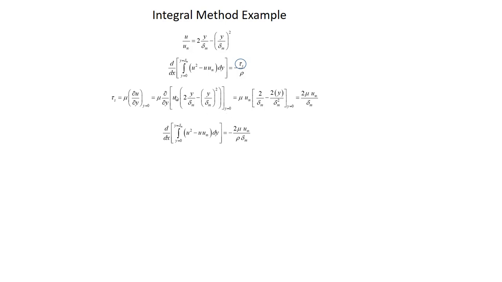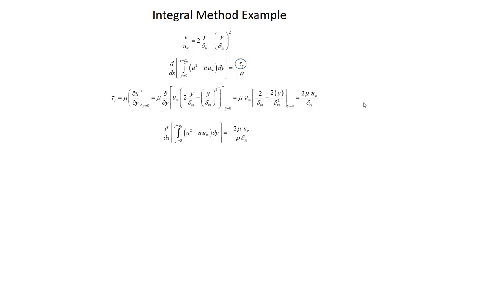So let's see, u infinity can be a function of x, but it can't be a function of y, so I got to pull that out. And I take the derivative of the first thing here, I get 2 over delta m. I take the derivative of the second thing here, and I get 2y over delta m squared, but y is equal to 0. So this is 2 mu u infinity over delta sub m. That's what my shear stress is for this specific velocity distribution that we chose.